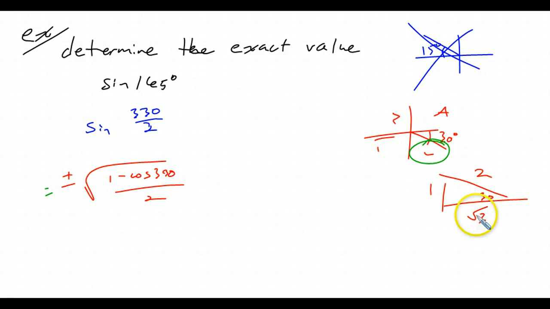For 30 degrees, cosine is adjacent over hypotenuse, so root 3 over 2, so I have plus or minus square root 1 minus root 3 over 2. All of that divided by 2. And you know what? I'm happy with you guys just leaving it like that.